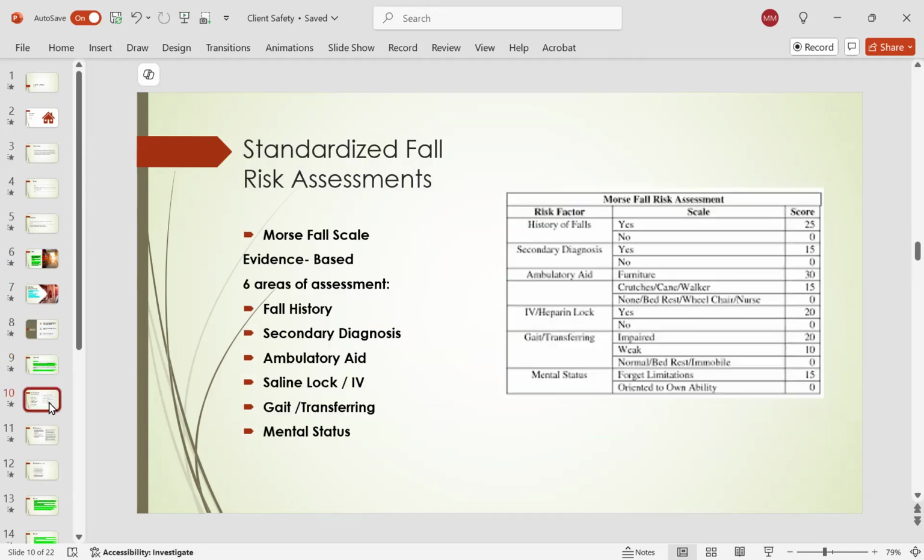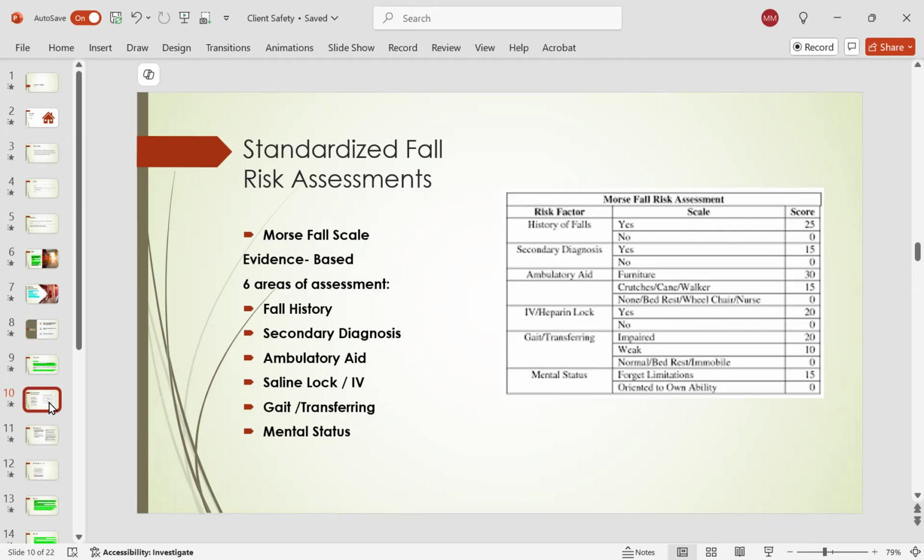Sad. Anyway, all right. So here is one example of a standardized fall risk assessment. This one's called the Morse Fall Scale Assessment. Okay. It's evidence-based and there are 6 areas of assessment. So you just mark each one off and then it gives you a score. And at the end, it will give you a scoring guide.